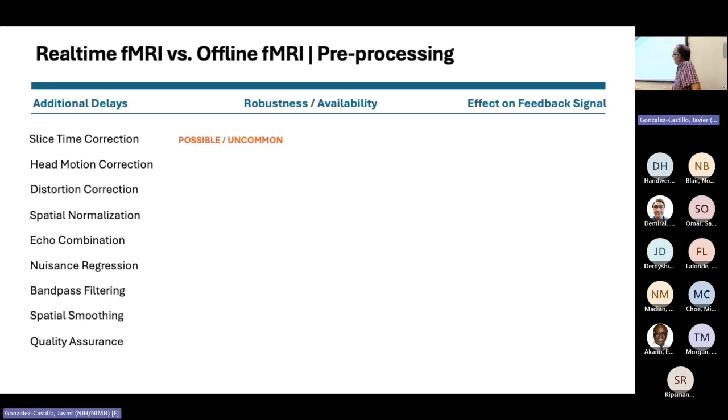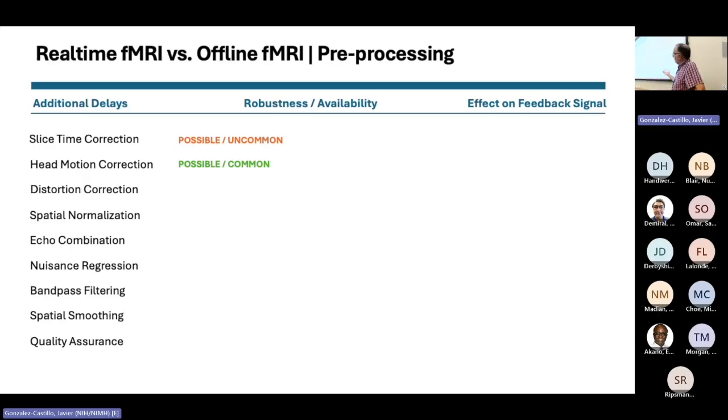So slice timing correction, it's possible to do it, but it doesn't really add that much benefit. Especially if you're doing ROI neurofeedback where your ROI covers 4 slices, it's not going to make a difference whether you have time corrected these 4 slices that matter. So it's something that's not commonly done.